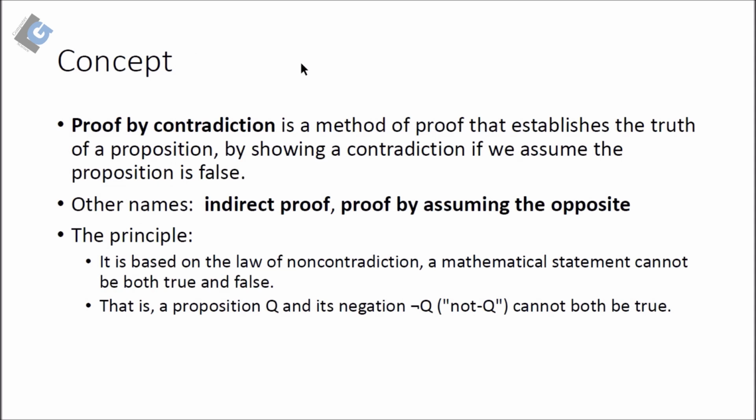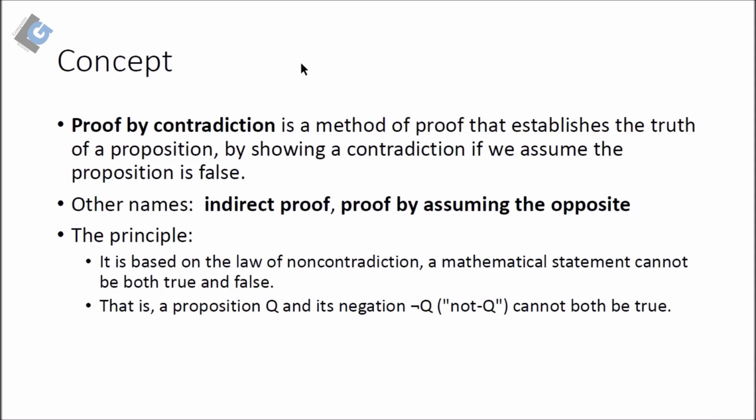So proof by contradiction is a method of proof in mathematics that establishes the truth of a proposition by showing a contradiction if we assume the original proposition is false. It is also called indirect proof or proof by assuming the opposite.